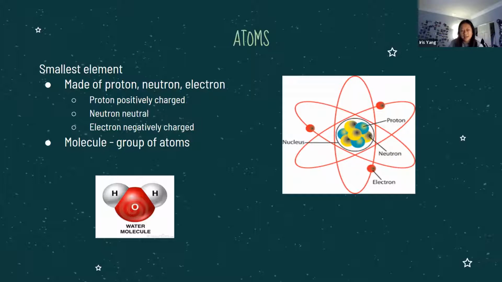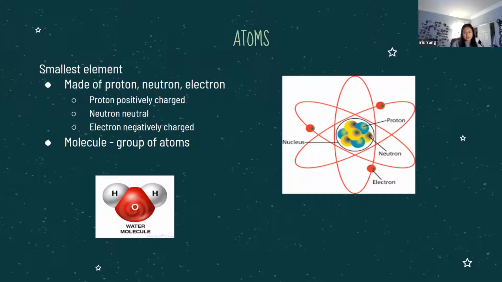So we have an atom, and this is a good picture of what an atom is. It is made up of protons, neutrons, and electrons. A proton is positively charged. Protons are in the nucleus of the atom, as well as the neutrons, and the neutrons are neutrally charged. Neutron, neutral, there's no charge to them. And then electrons take up the majority of the space of an atom, and they revolve, making orbits around the nucleus of the atom, and they are usually negatively charged.